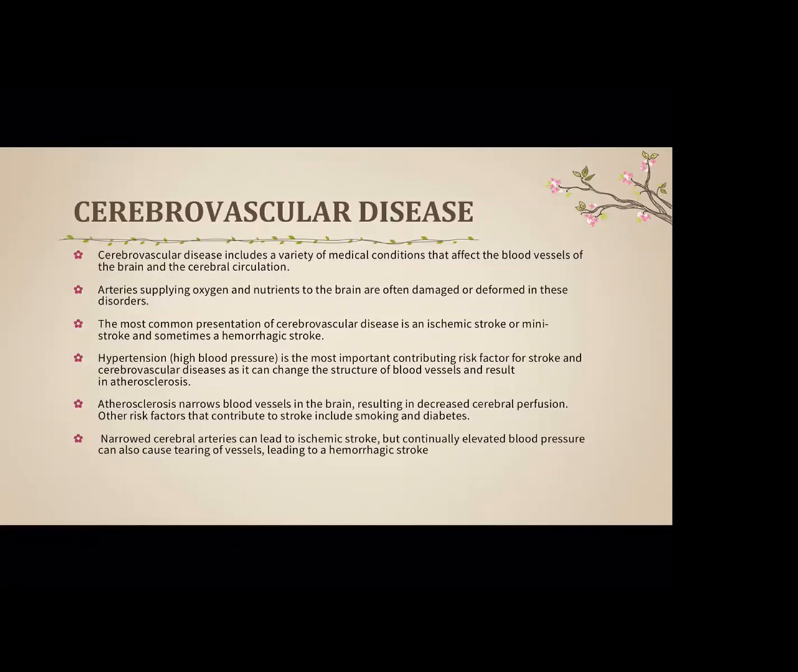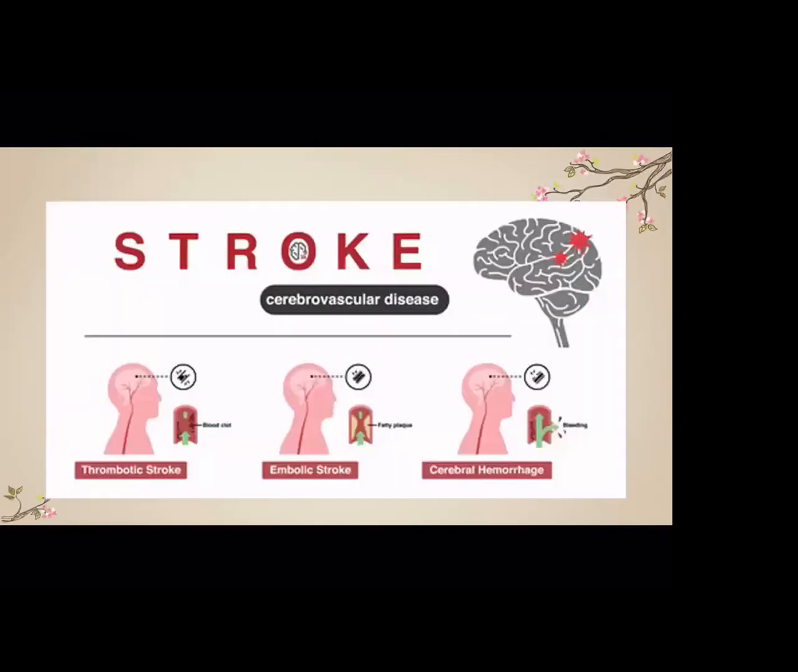Hypertension, or high blood pressure, is the most important contributing risk factor for stroke and cerebrovascular disease. It can change the structure of blood vessels and result in atherosclerosis. Narrow cerebral arteries can lead to ischemic stroke, but continually elevated blood pressure can also cause tearing of vessels, leading to hemorrhagic stroke. As we see here, the first picture is the thrombotic stroke, the second one embolic stroke, and cerebral hemorrhage.